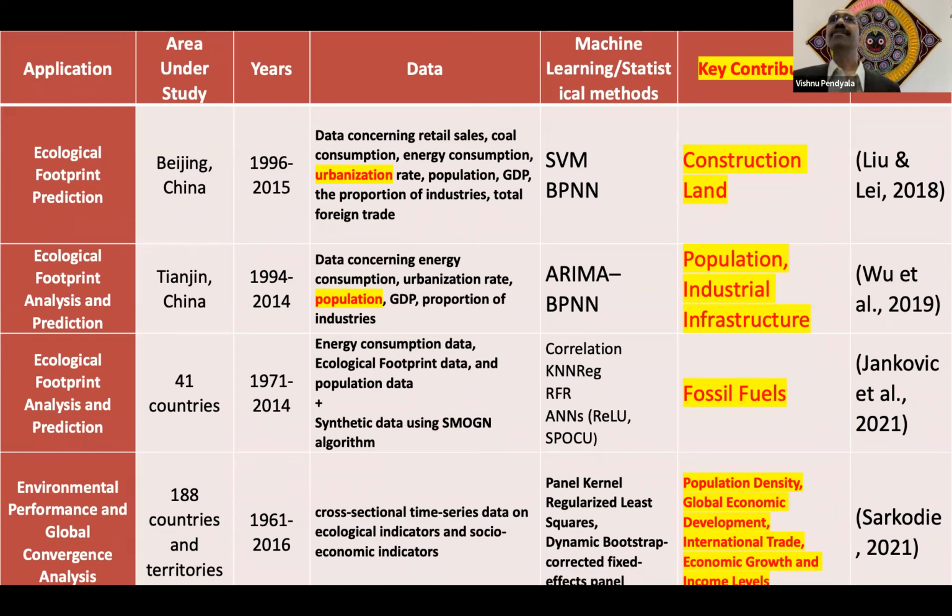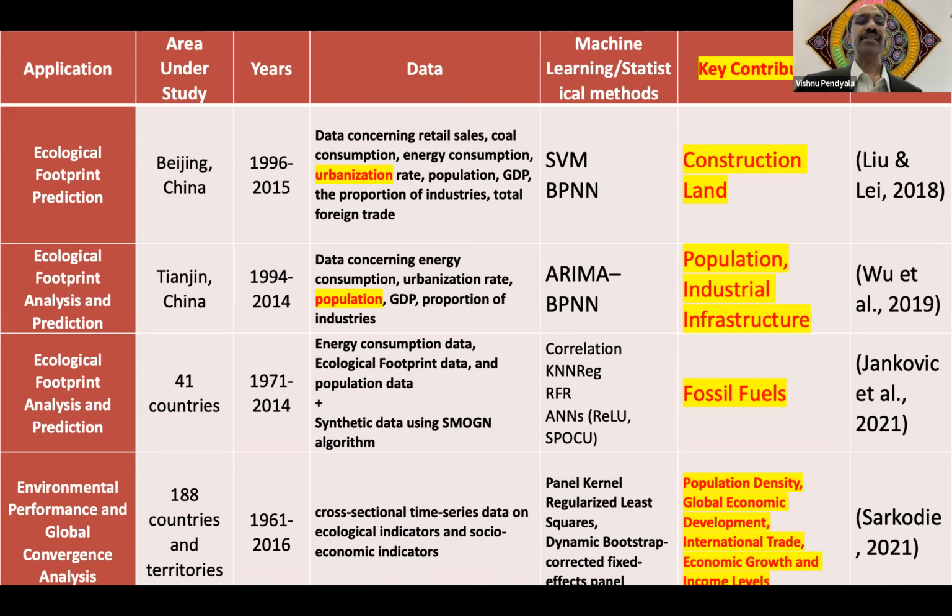Like I mentioned, the side product of machine learning is feature importance. Which column in the table contributes most to the last column of the table, right? So that can be determined. And so for each of these ecological footprint prediction jobs, a key contributor has been identified. For instance, in the first case, China, construction and urbanization has been a major contributor there.